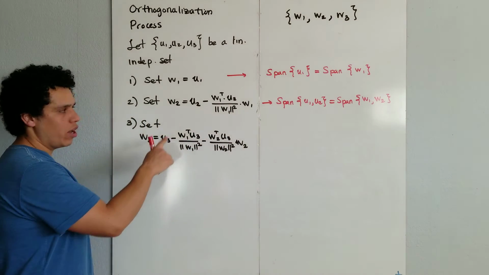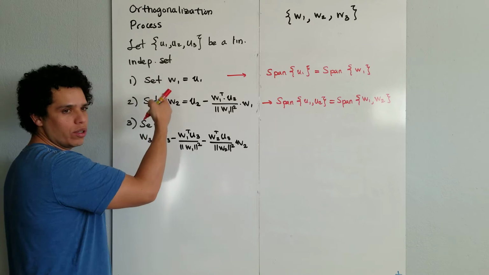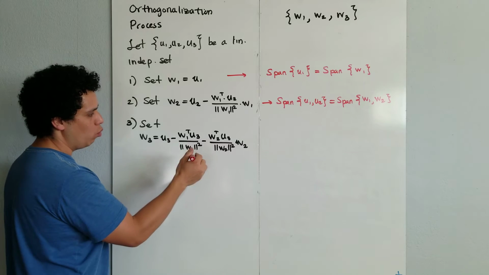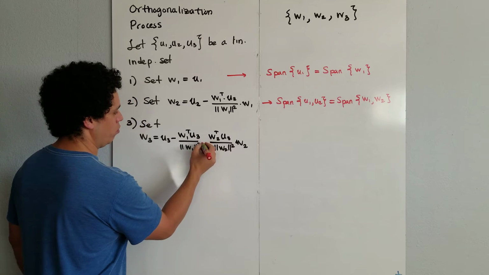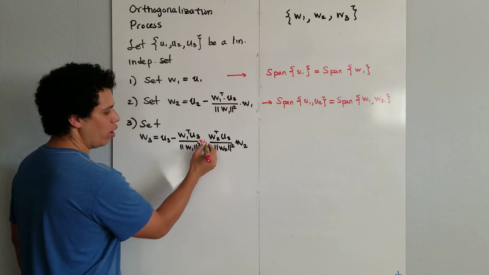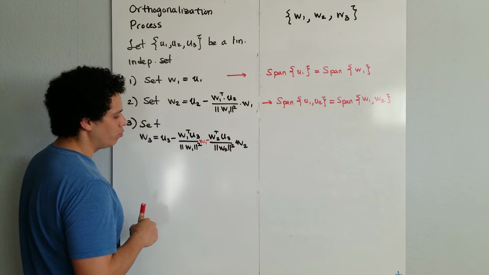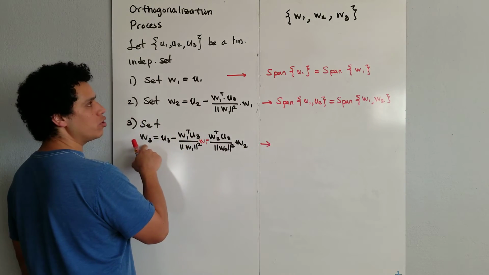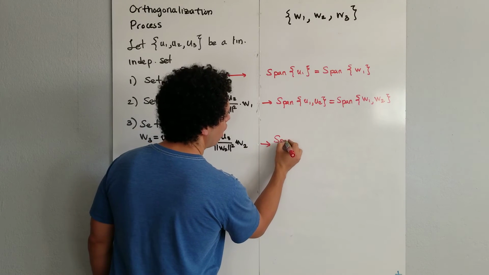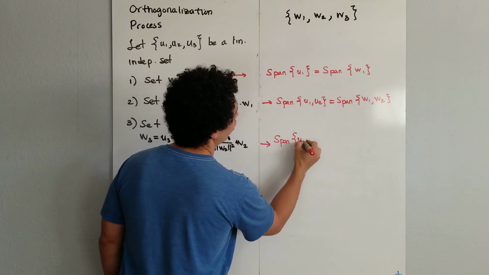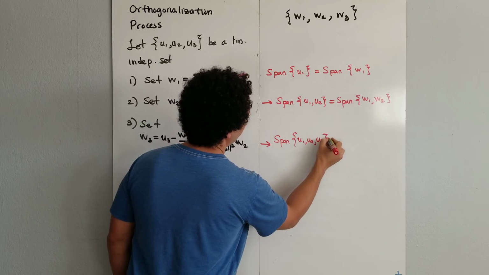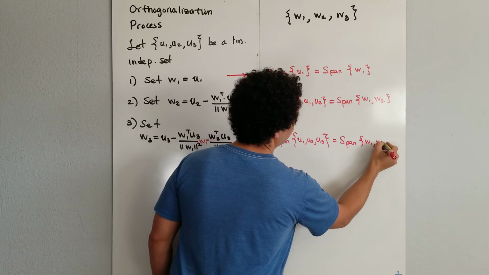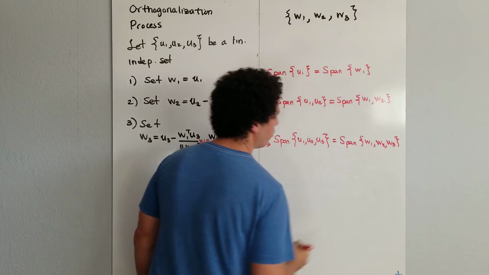So now you can imagine what's going to happen here. Well, I'm moving to dimension 3. So now I have two projections to consider, one onto W1 and another one onto W2. But once I do that, I guarantee that by introducing W3, I get that the span of U1, U2, and U3 is equal to the span of W1, W2, and W3.